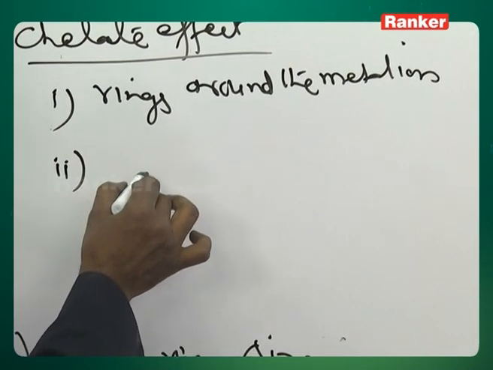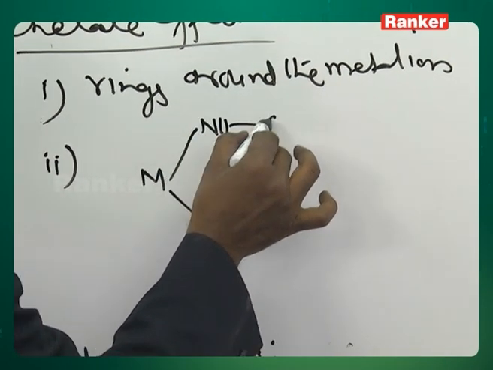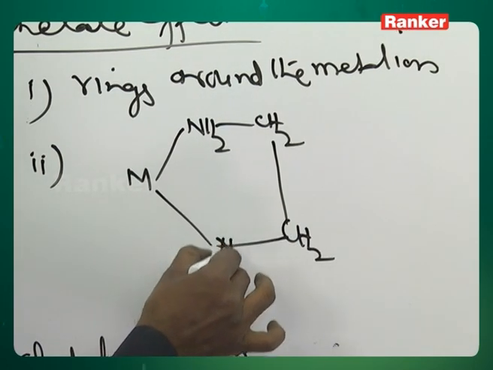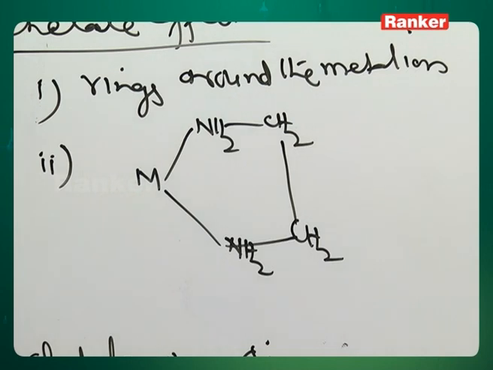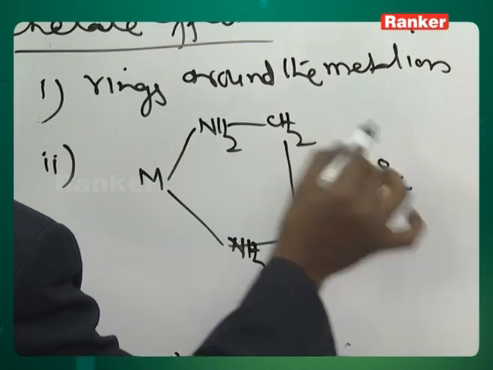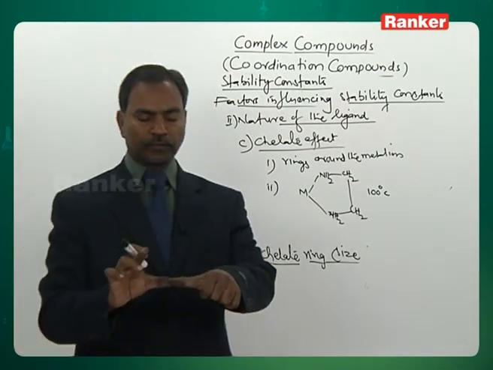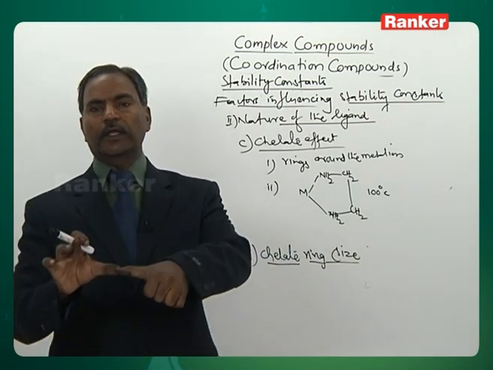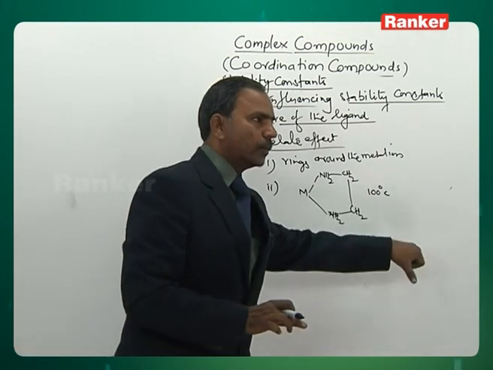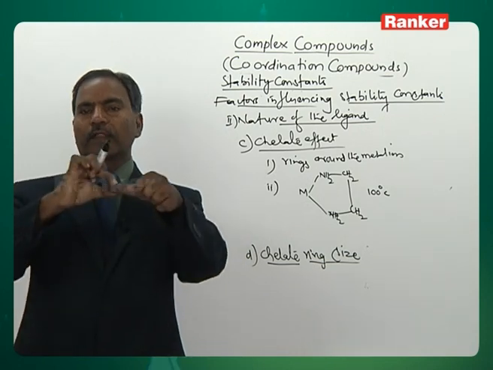Second one, the metal to ligand bonds may not be broken simultaneously. Now suppose you are heating this particular complex to 100 degrees centigrade. Then one of the bonds is breaking, with the other bond still intact. So out of two bonds, one bond is breaking, the other is intact. Suppose you lower the temperature from 100 degrees to 50 degrees. Then the broken bond will reform and we get the complex.